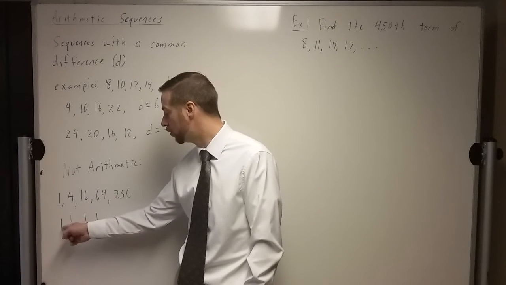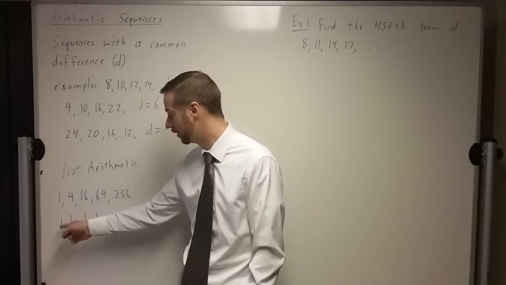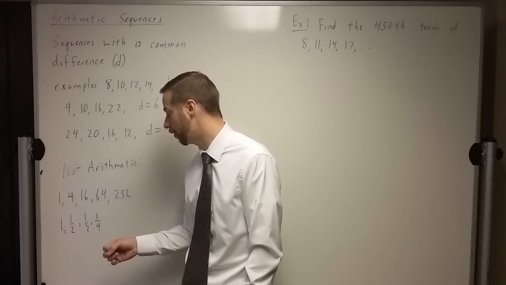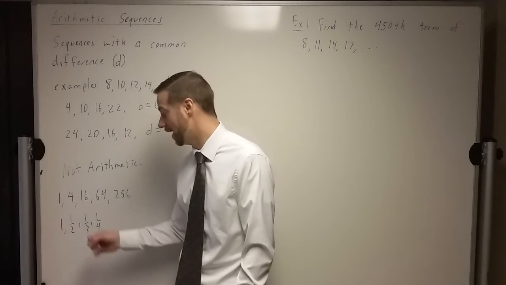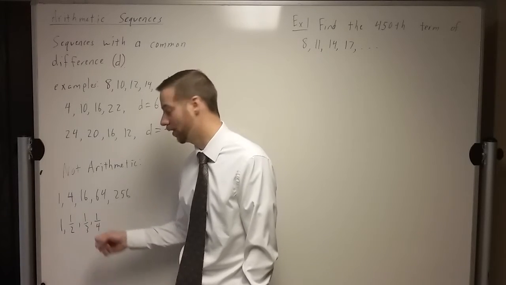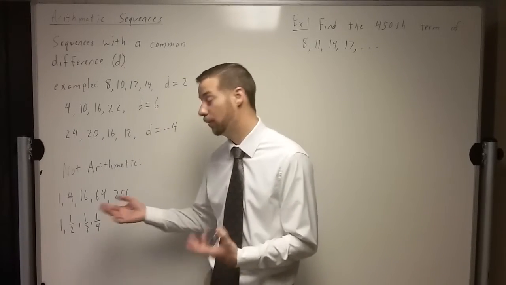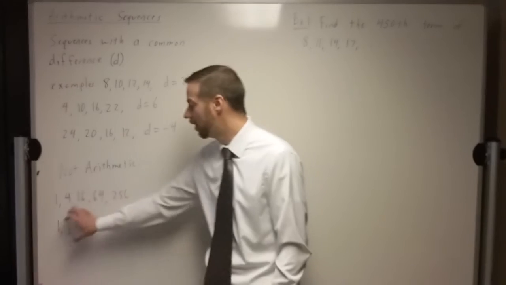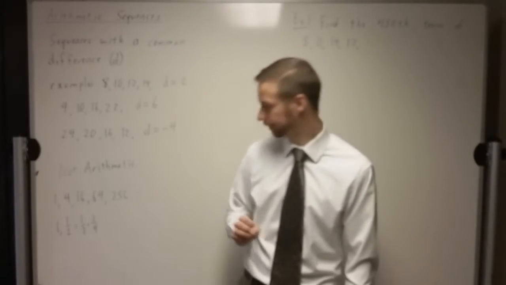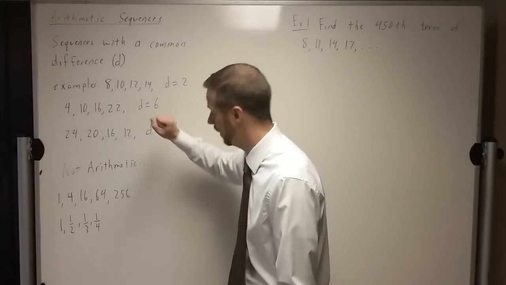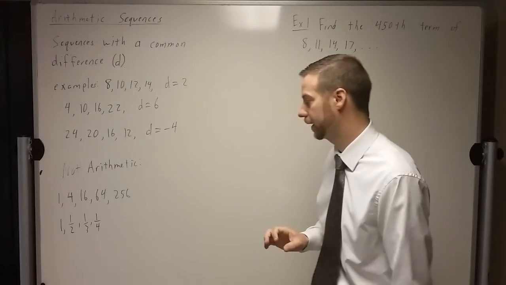Same thing here. You went down by a half to get from 1 to 1/2. From 1/2 to 1/3, you did not go down by a half, that would be 0. And so this is not arithmetic either. So there are some examples of arithmetic, there are some examples of not arithmetic.